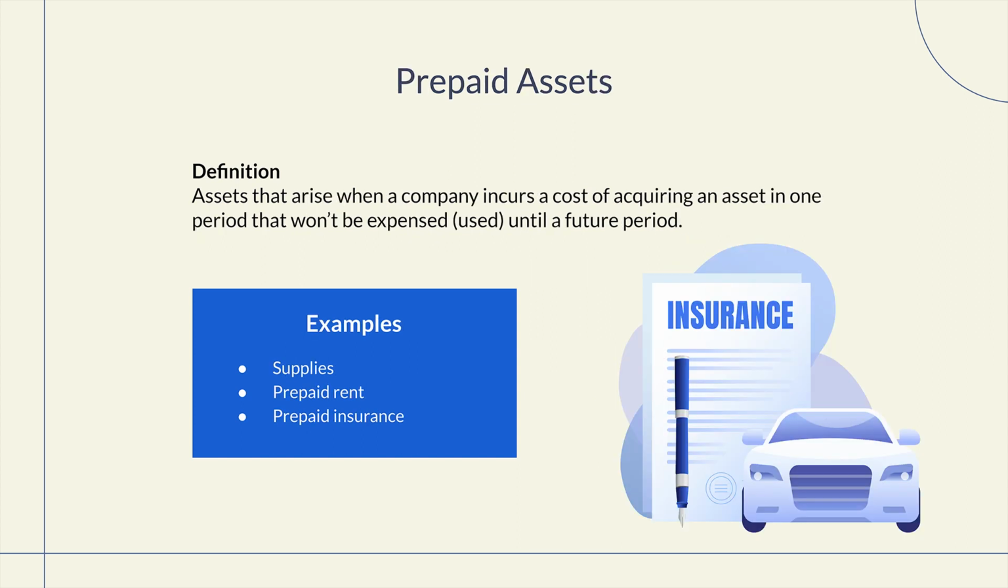A prepaid asset is an asset that arises when a company incurs a cost of acquiring an asset in one period that won't be used or expensed until a future period. Current or non-current depends on the period in which the item is expected to be consumed. Examples include supplies, prepaid rent, and prepaid insurance.